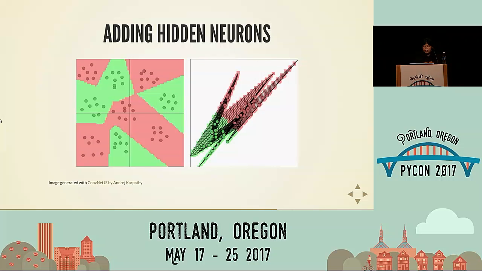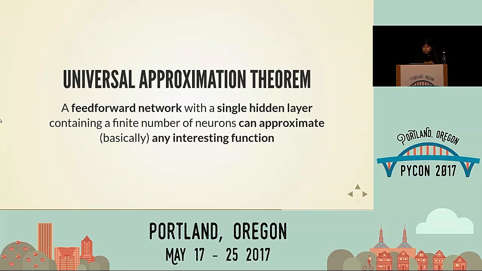So what we did here was to transform our 2D space into a 5D space where the positive and negative samples could be linearly separated. So we saw that we could make our classification boundary more and more complex by adding neurons to the hidden layer. And it turns out that there's a theorem that says you can approximate basically any interesting function using a single hidden layer. You may need a lot of hidden neurons, and it may be almost impossible to actually train, but theoretically, it exists.